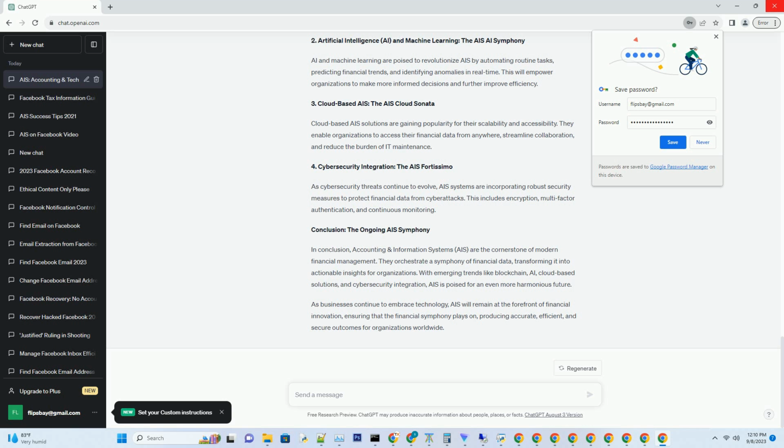Components That Make AIS Tick. To truly grasp the significance of AIS, it's essential to dissect its various components, each playing a distinct role in the grand orchestra of financial management.